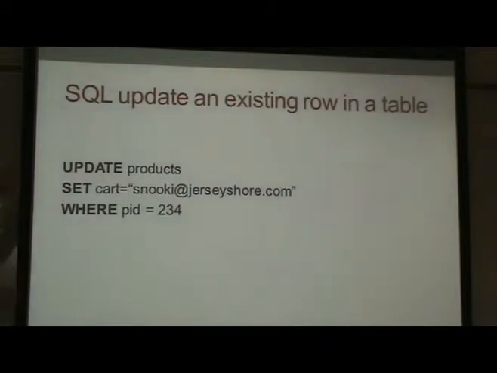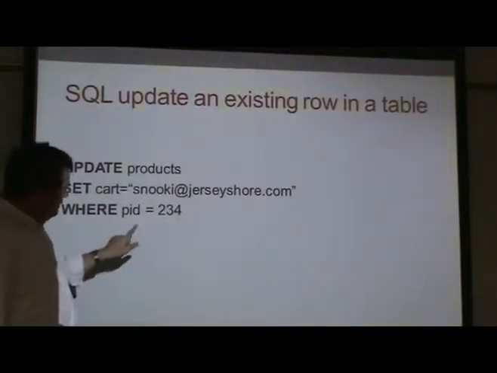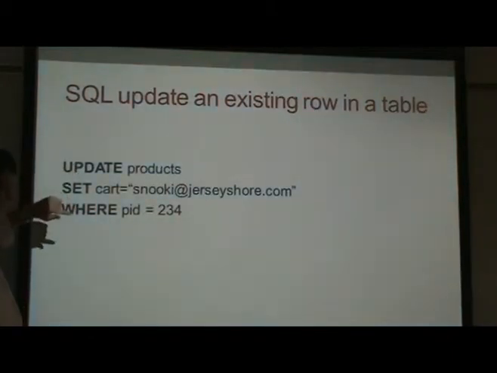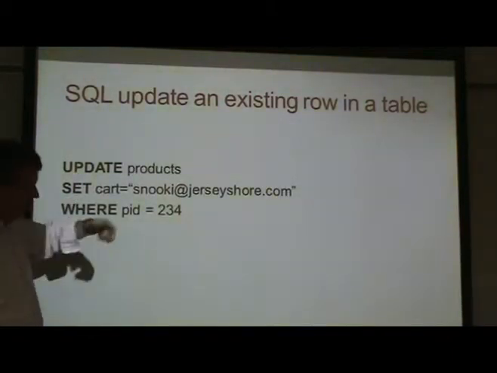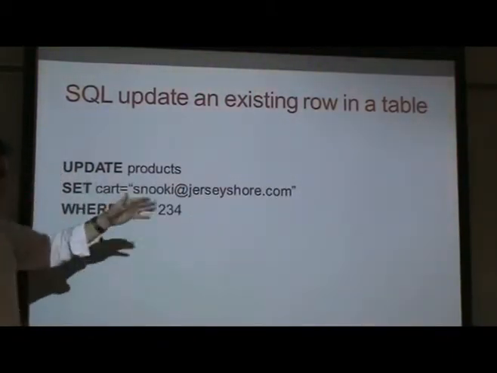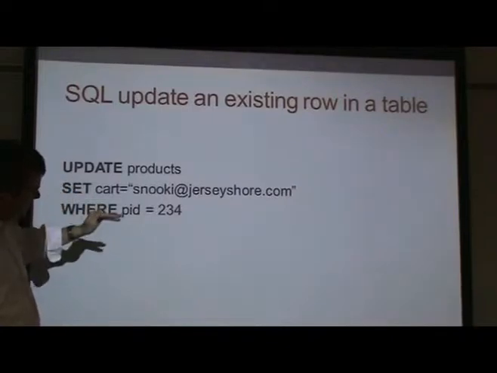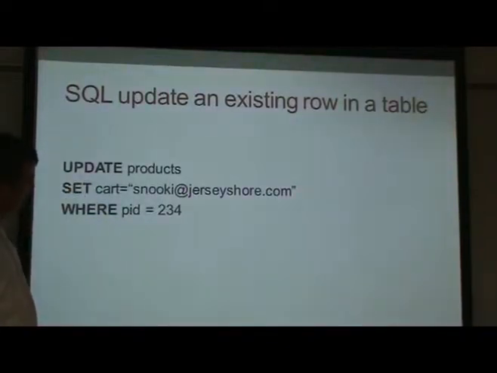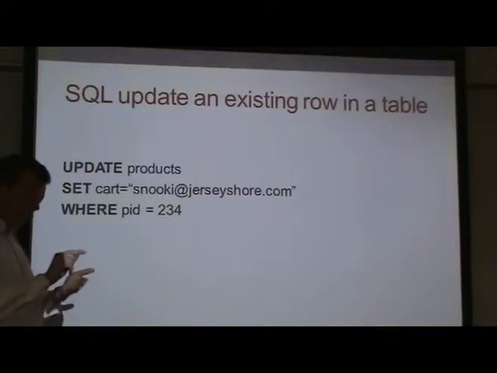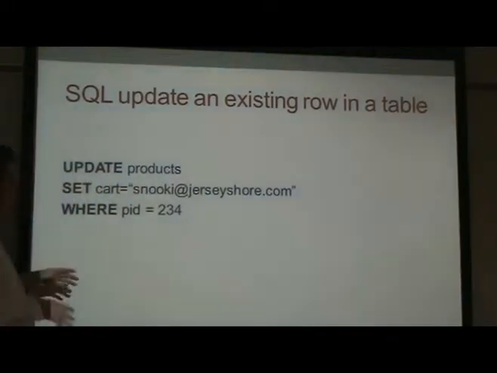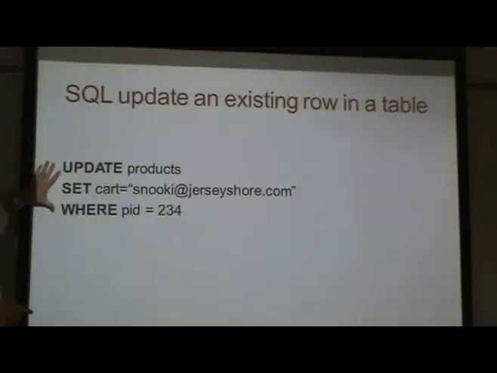So if you had 1,000 products, numbered 1 to 1,000, this line would take product 234 and change its cart field. Leave the other fields the same, and leave the whole rest of the table the same. But this would be a way to update one field in one of the tables. So for example, if you're going to have a button that says, if I hit this button, I want to add this product to my cart, when that button gets hit, you're going to want to issue this command.